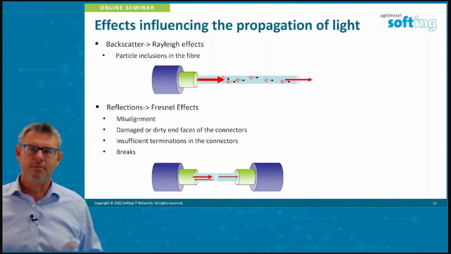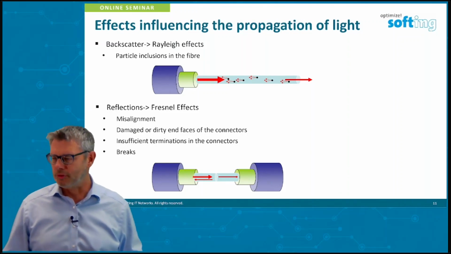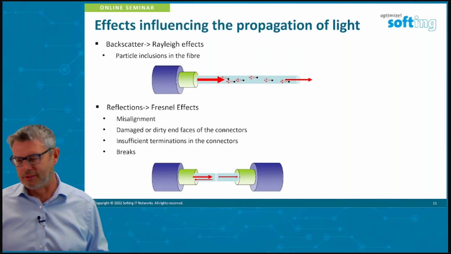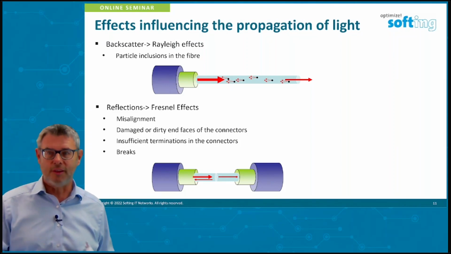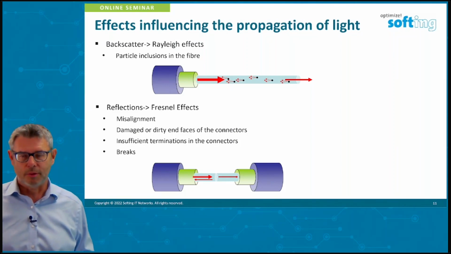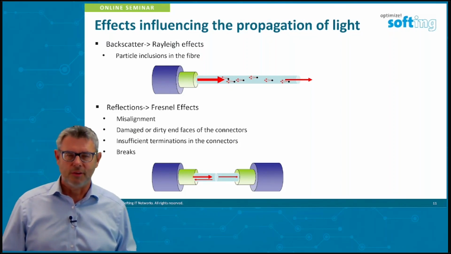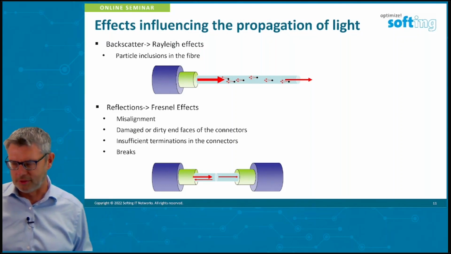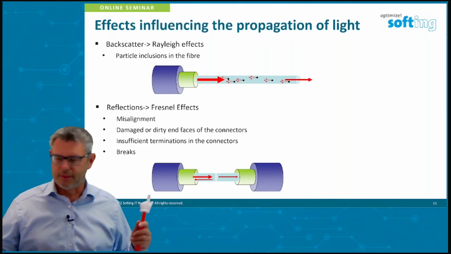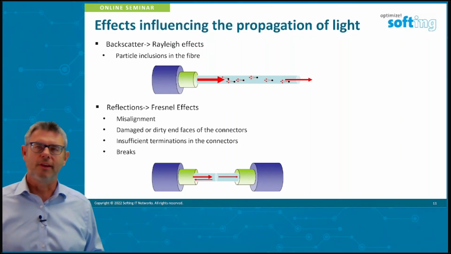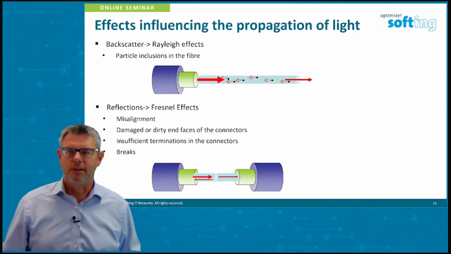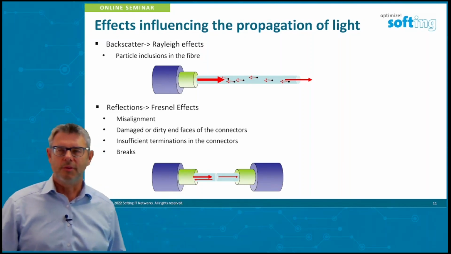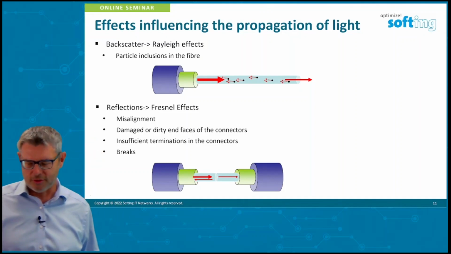Where are these problems coming from, these reflections? Most of the time, honestly, they are coming from damaged or dirty end faces of the fiber optic connectors. So that's a very important point, and we will have a close look at the cleaning of these fiber optic connections. Breaks, insufficient terminations in the connector, and bad quality of workmanship can all cause this trouble, so that we get too many reflections and lose too much energy.